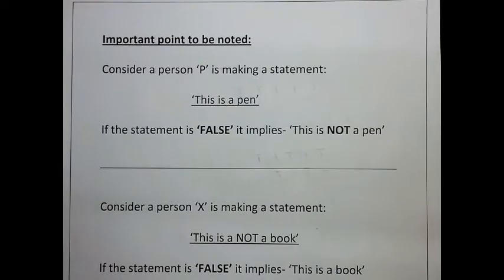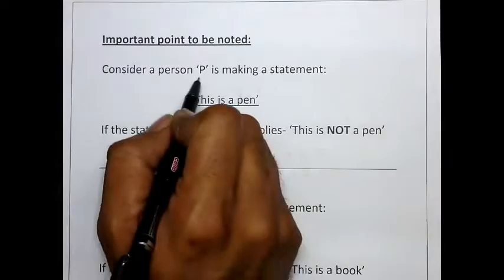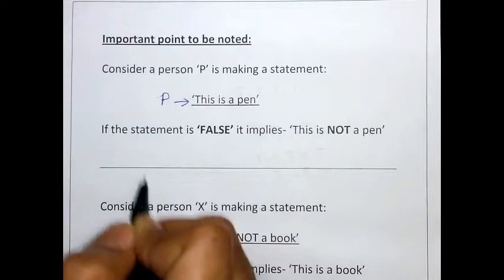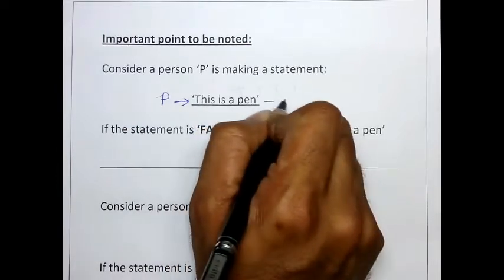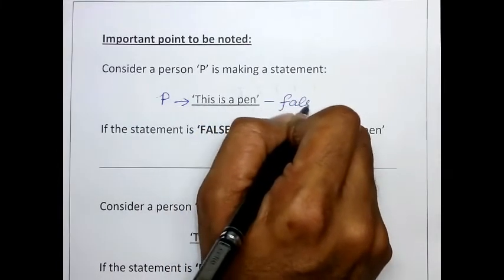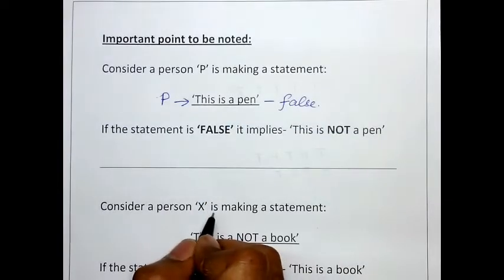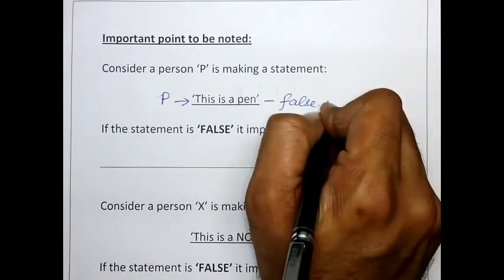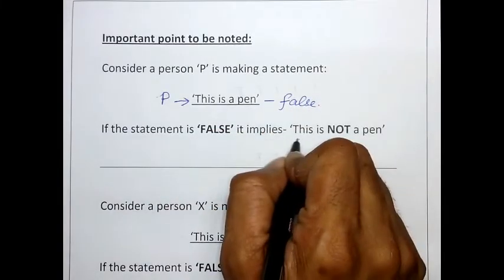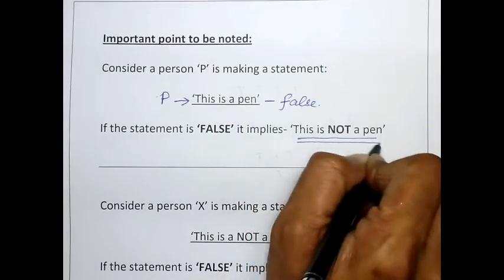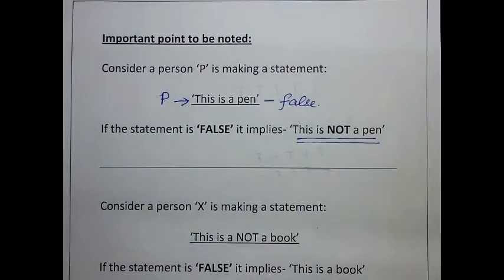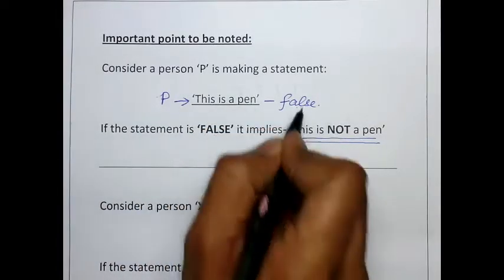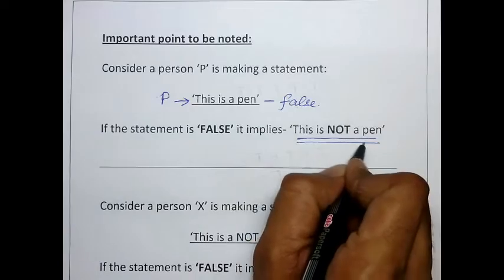Let us consider a situation here. A person P is making a statement, "This is a pen." If I know that this statement is false, what does it mean? This is a pen. If the statement is false, then it means that this is not a pen. Listen carefully. This is a pen. If that statement is false, then it means that this is not a pen.